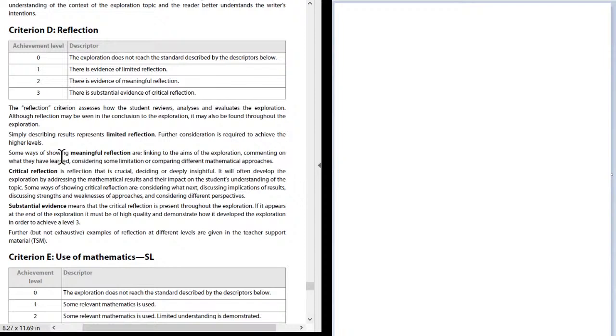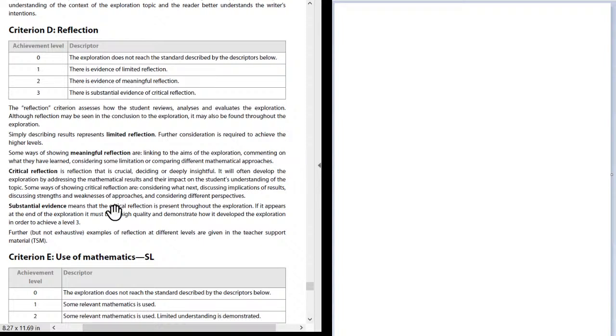Criterion D is reflection. Reflection is a topic in a lot of the IAs. It's about commenting on your own work, and it's a method for you to explain your reasons behind creating such a work. So we're looking for meaningful or critical reflection. Meaningful reflection may be linking to the exploration, summarizing it, and commenting on what you have learned as a student in the process of writing this 12 to 20 page essay.